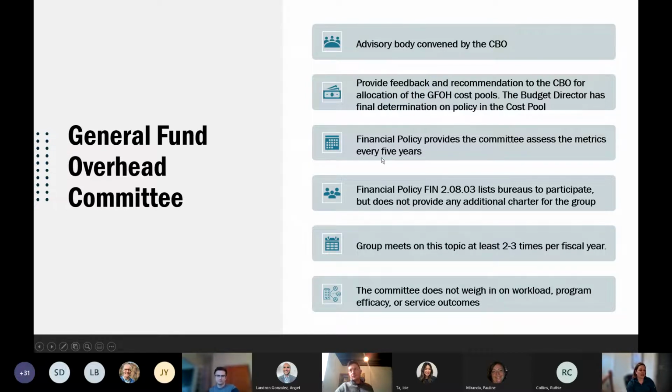Financial policy provides that the committee assess the metrics every 5 years. Financial policy also lists bureaus that participate, but it does not provide any additional or more formal charter for this group. The group generally meets at least 2 to 3 times per fiscal year. The committee, like I mentioned before, does not weigh in on the workload or program efficacy or the service outcomes. It is about the management or the allocation of an indirect service pool.